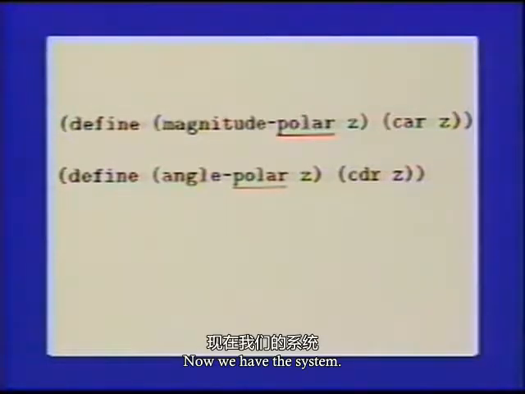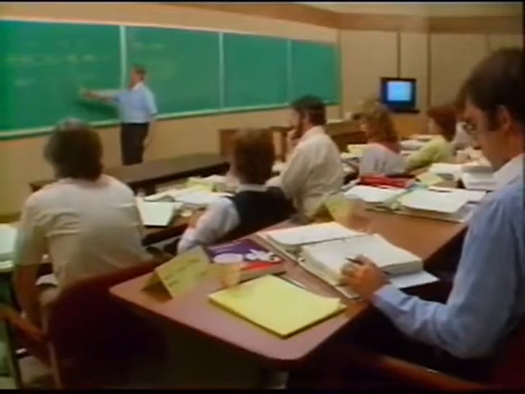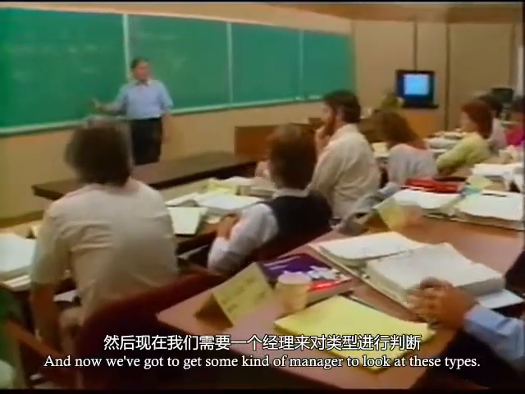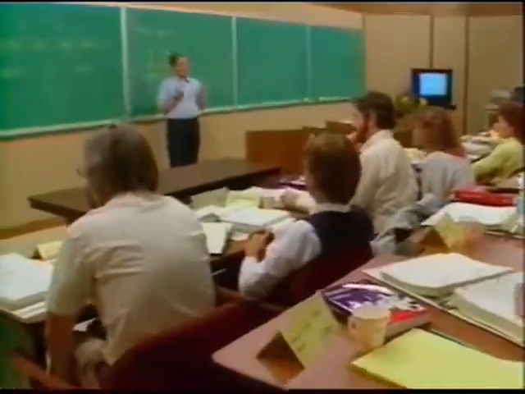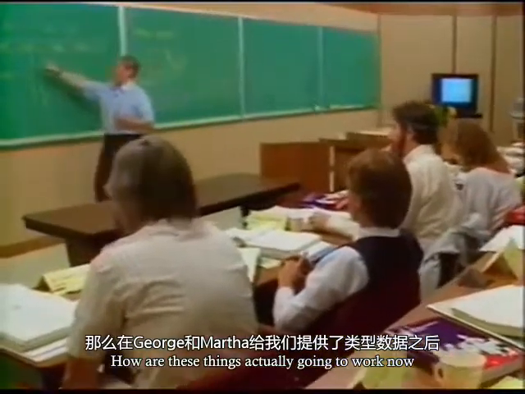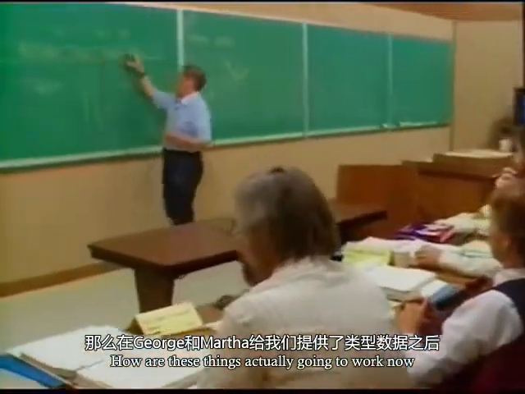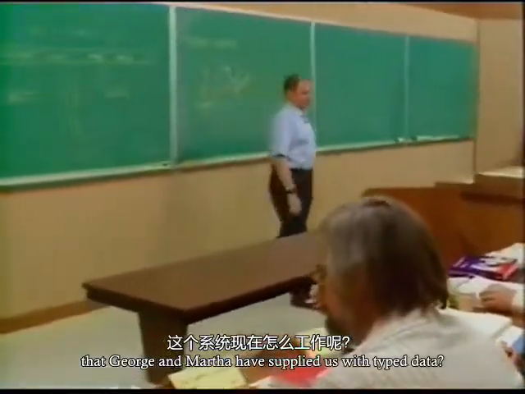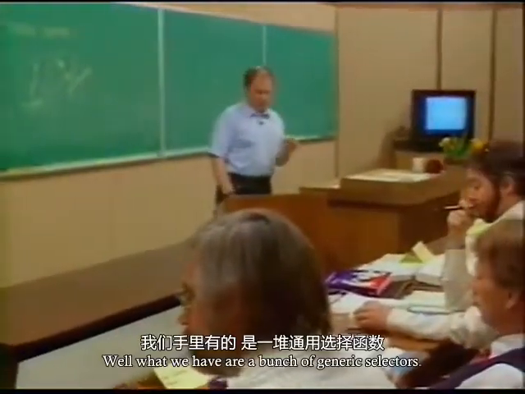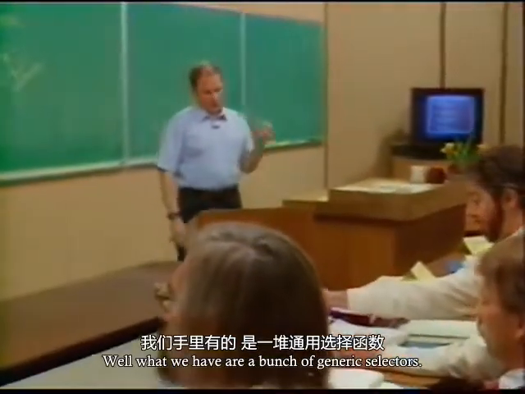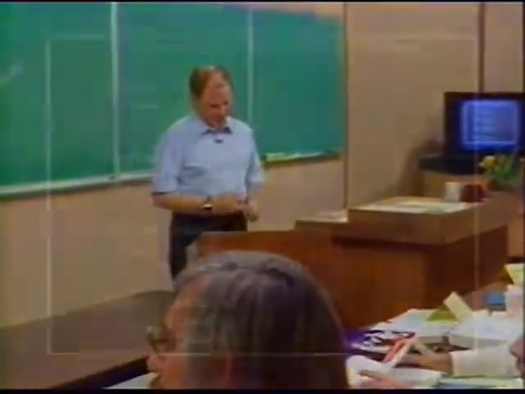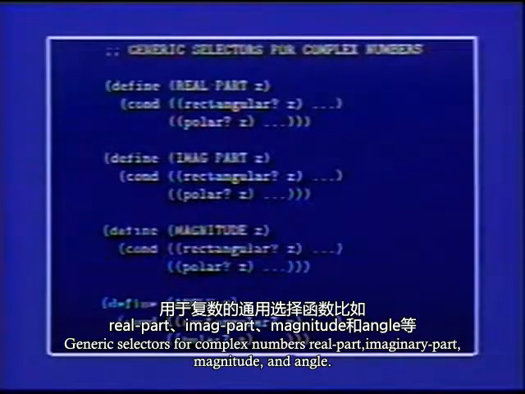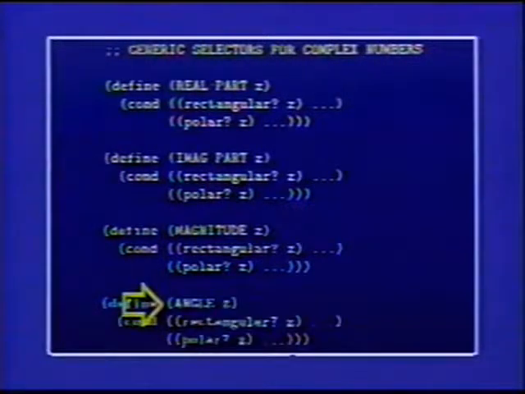Now we have the system, right? There's George and Martha. And now we've got to get some kind of manager to look at these types. How are these things actually going to work now that George and Martha have supplied us with typed data? Well, what we have are a bunch of generic selectors. Generic selectors for complex numbers: real part, imaginary part, magnitude, and angle.